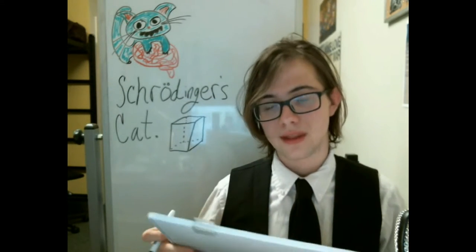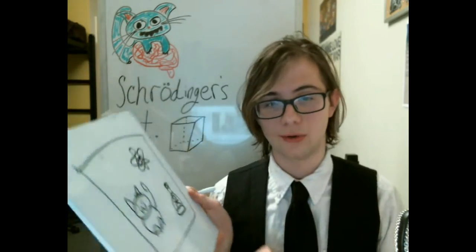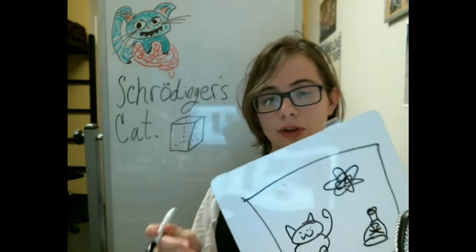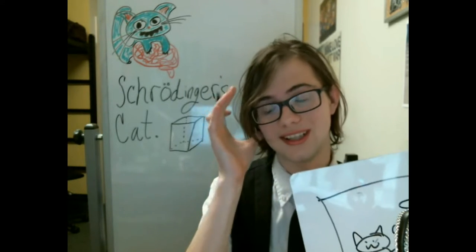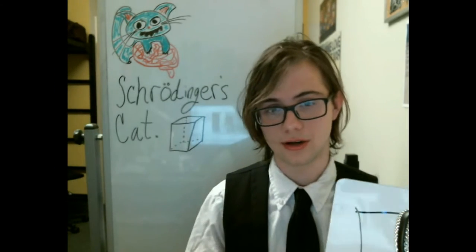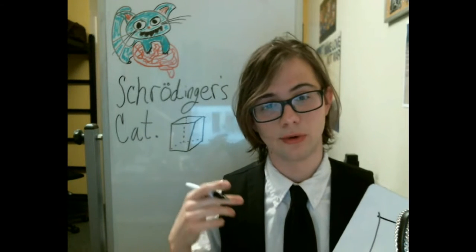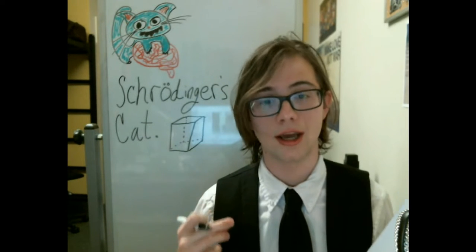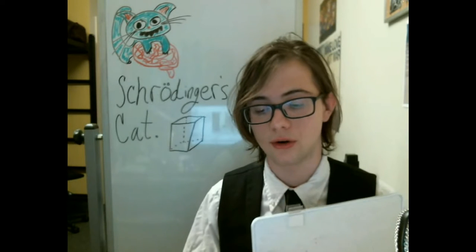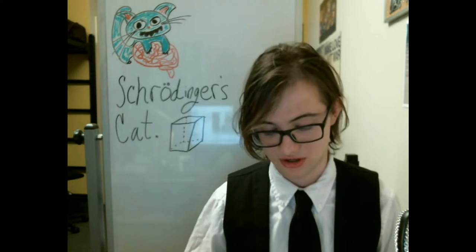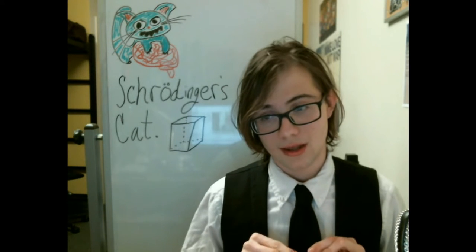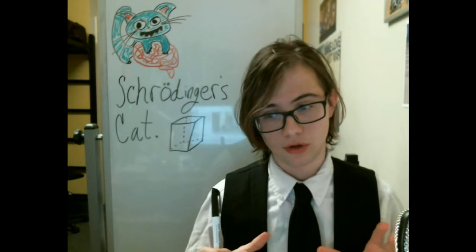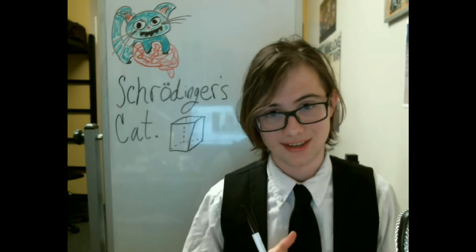Now, he put the cat in the box for an hour, and in that hour, there's a 50-50 chance that this element will decay and release an electron. If it decays and if it releases the electron, it will trigger the Geiger counter, and the Geiger counter will trigger the hammer, which will smash the glass, and the cat will die. Now, you can't observe it. The only way you can observe it is by opening the box.